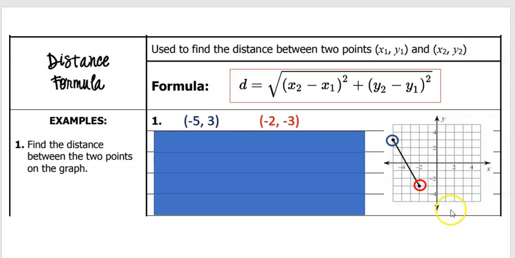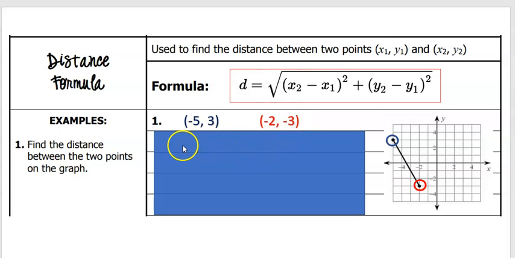Now, if you look at example 1, you see that there are 2 points. So we have 1 point here, which is at -5, 3. Then we have another point here that is at -2, -3. So those are my 2 points. And so the first thing you want to do is put these numbers into the formula. So this -5 is going to be considered our x1. This -2 is going to be considered our x2. Then this 3 is your y1. This -3 is your y2.